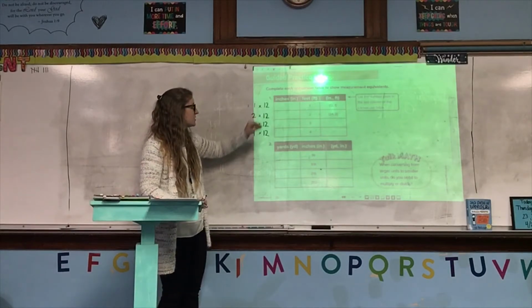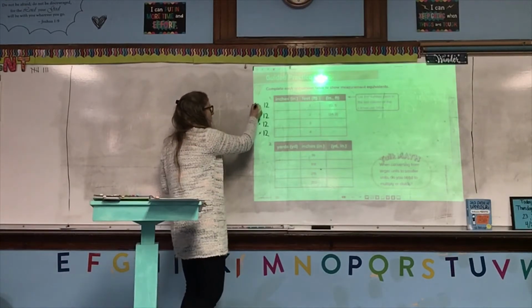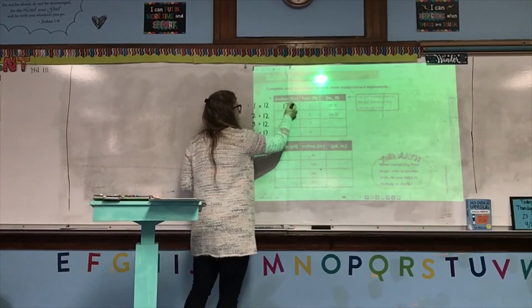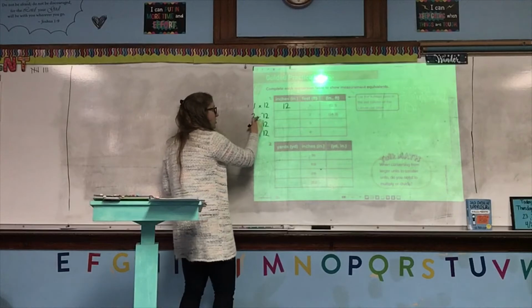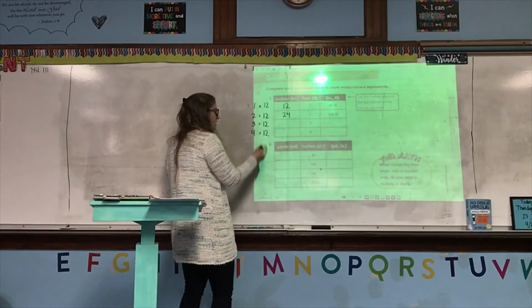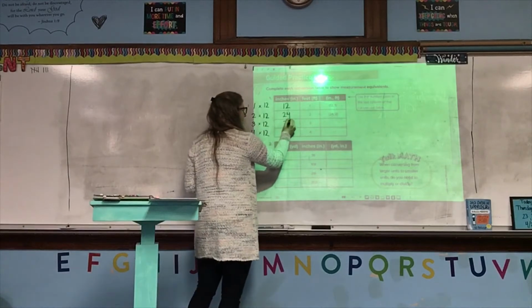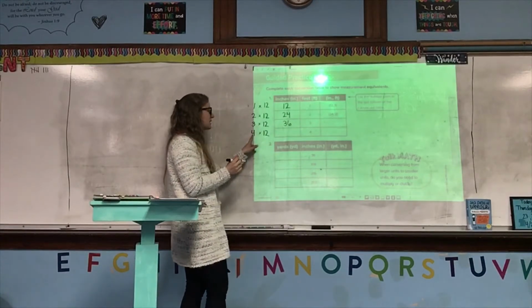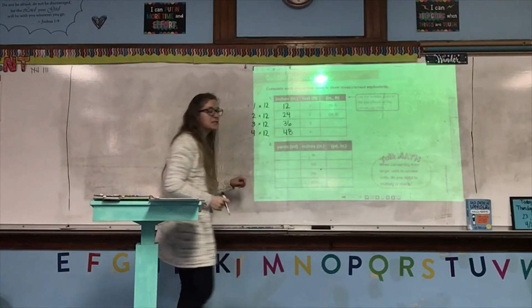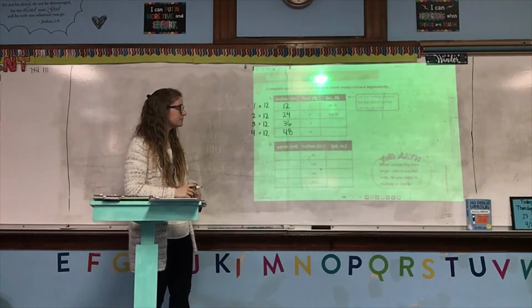So now we just have to fill in the blanks. 1 foot times 12 inches equals 12 inches. 2 times 12 is 24 inches in 2 feet. 3 times 12 is 36 inches in 3 feet. And 4 times 12 is 48 inches in 4 feet.